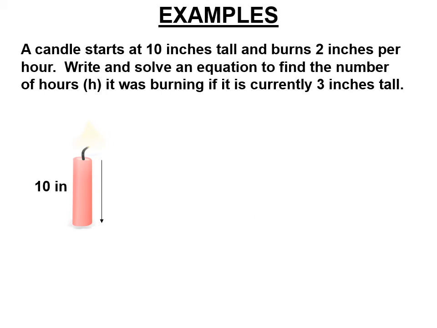A candle starts at 10 inches tall and burns 2 inches per hour. Write and solve an equation to find the number of hours it was burning if it is currently 3 inches tall. Now, we've talked about this. If you're burning 2 inches per hour, our coefficient is not 2. It's -2. It's going down 2 inches per hour. But this one starts at 10 inches. It has a start point of 10. And so we're doing an equation, and then this is the total.